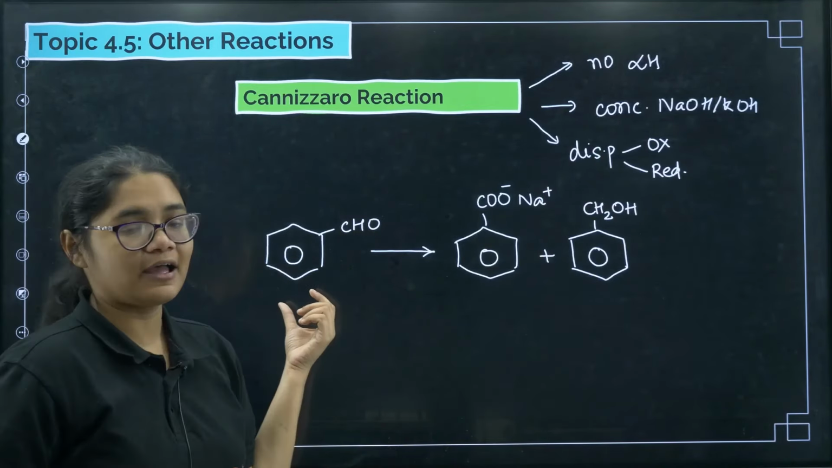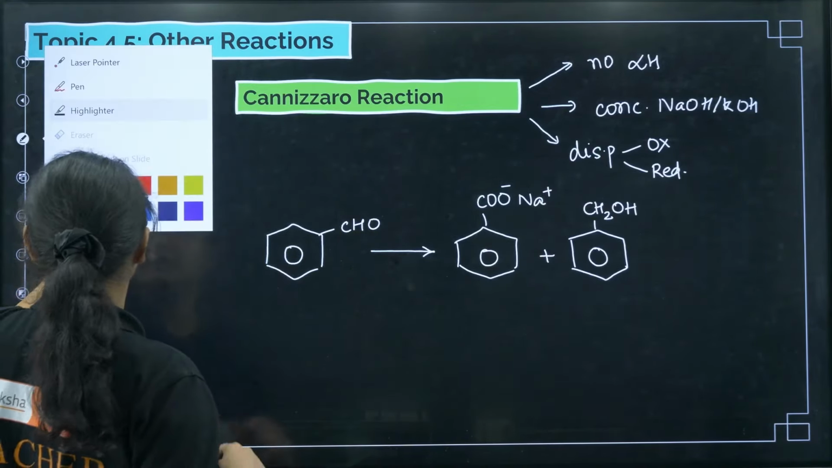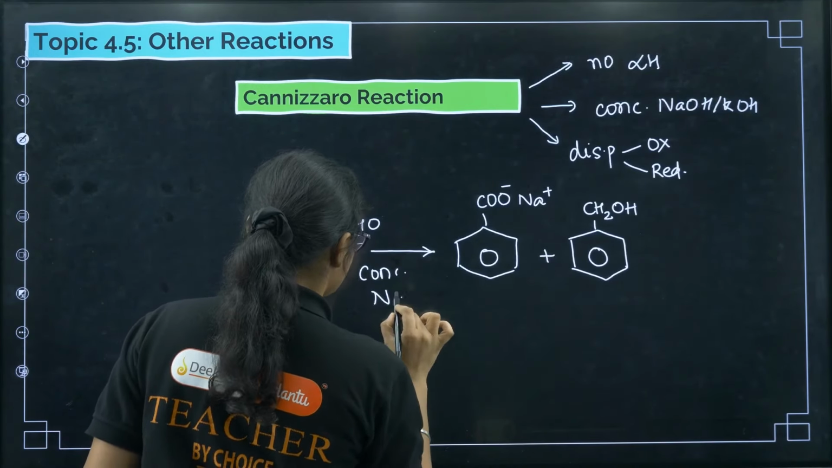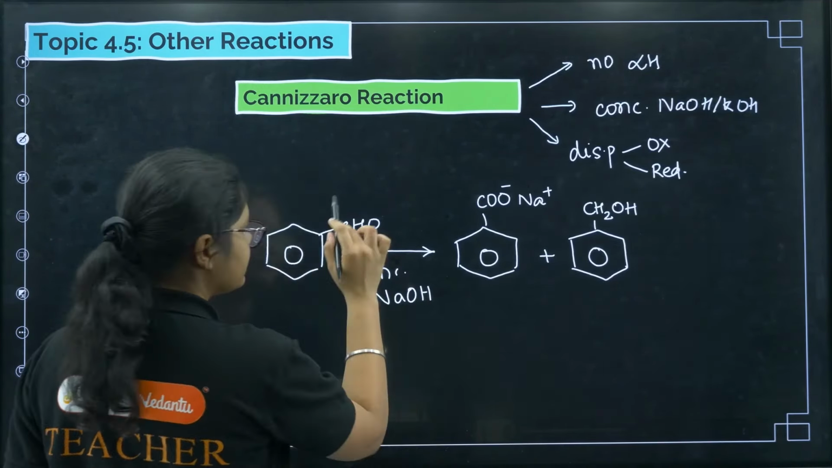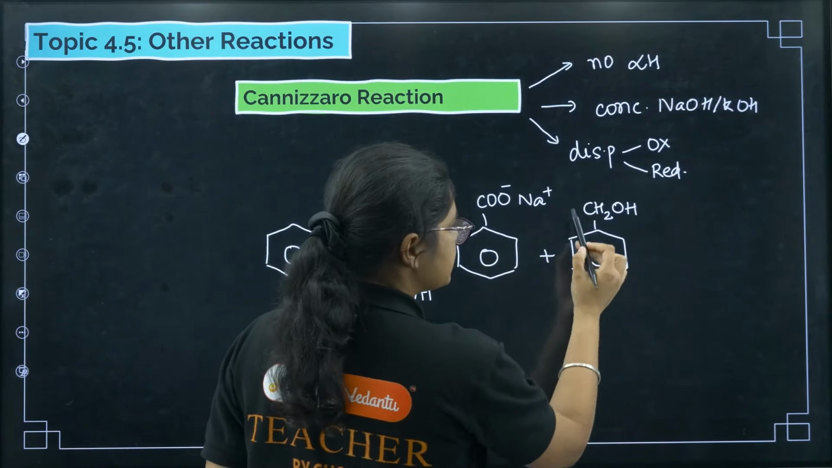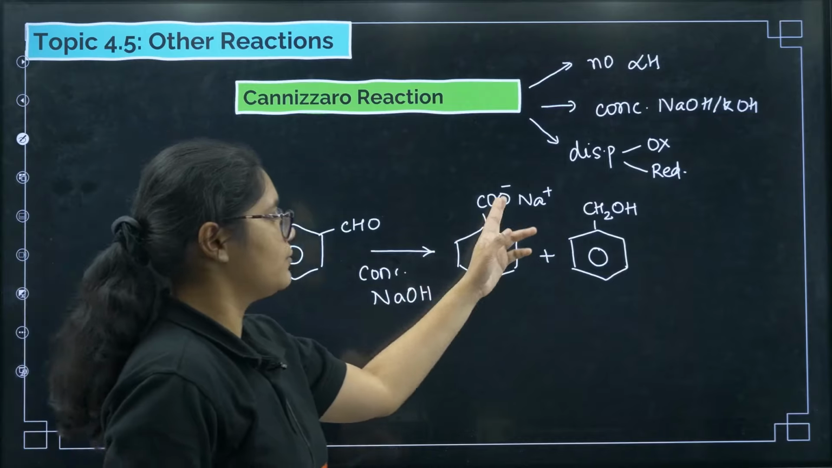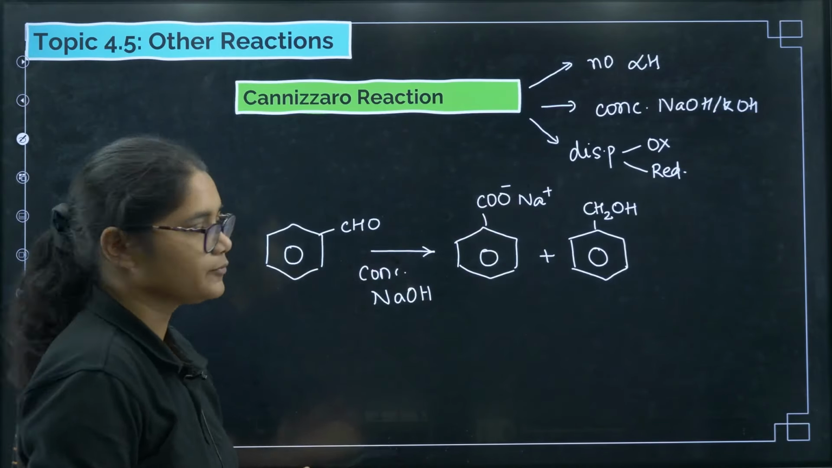So for example, if I have benzaldehyde and I take the reagent concentrated NaOH, I will get an alcohol, C6H5CH2OH, and a salt will form, that is C6H5COO minus Na plus.